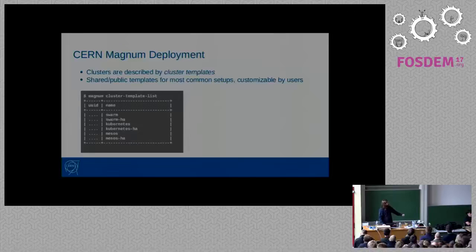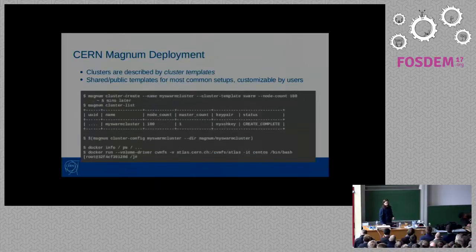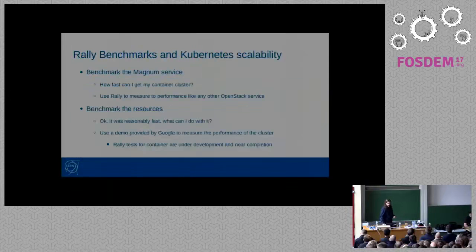So this is how it looks like for a CERN user to use Magnum. We have these public cluster templates, which are Swarm or Swarm high availability, Kubernetes high availability, and this is the workflow. So you do cluster create, you specify the node counts, you wait a bit depending on how many nodes you want, then you do list and you see that it's create complete. You do one command, config, that fetches all the TLS credentials you want, and then you talk to Docker or Kubernetes like you do normally in a deployment.